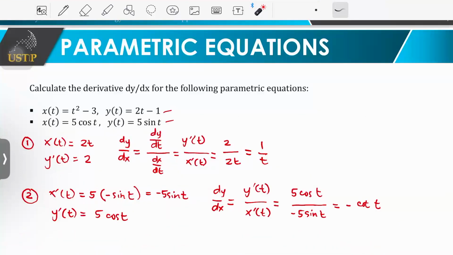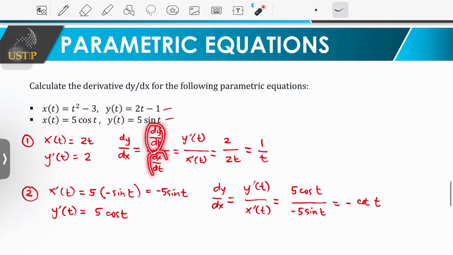Calculate the derivative dy over dx with the following parametric equation. First we have x of t equals t squared minus 3, y of t equals 2t minus 1. So first we get the derivative for each, with respect to t. And then that would be dy over dt over dx over dt. Dili pwede mabalik, dili pwede ang x sa taas, no? So kana lang imong guide ang dy over dx. So dapat ang y ang nasa taas, okay?